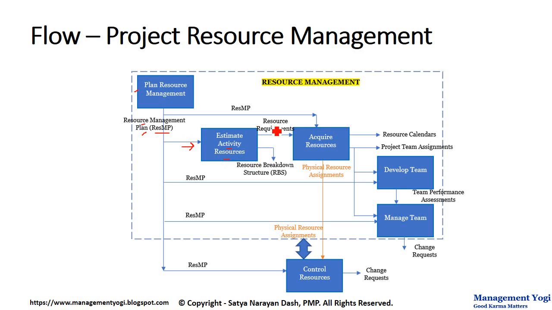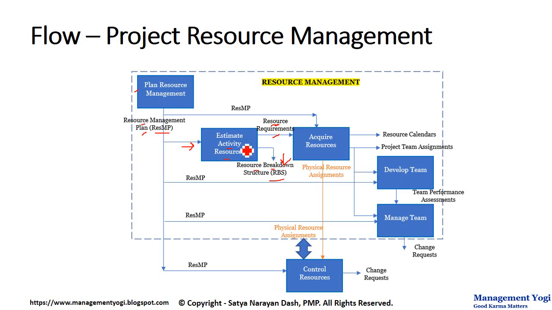And the key output is resource requirements, which is primarily the resource estimate or the resources needed for the activity, though it can be for work packages as well. And that is why it is not saying activity resource requirement, but simply resource requirements. Other key output of estimate activity resources process is your resource breakdown structure, or in short RBS, which tells the type and the category of resources in a breakdown format.